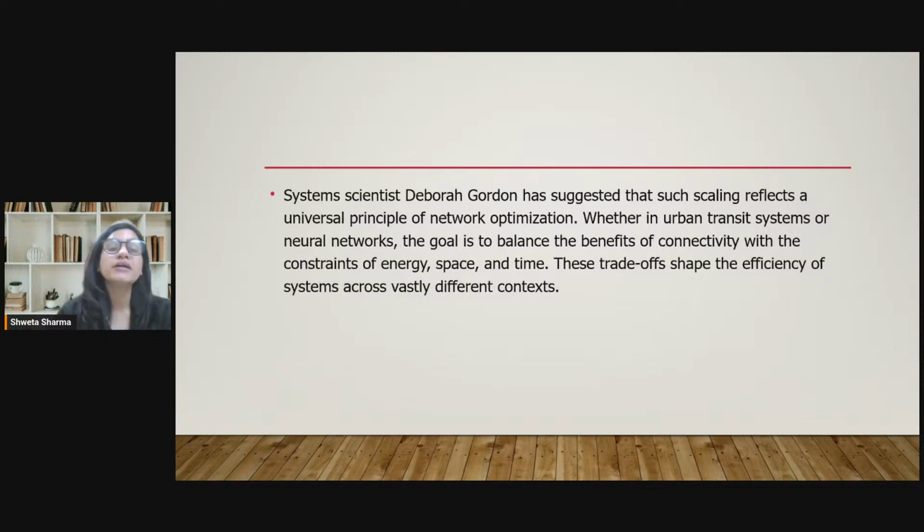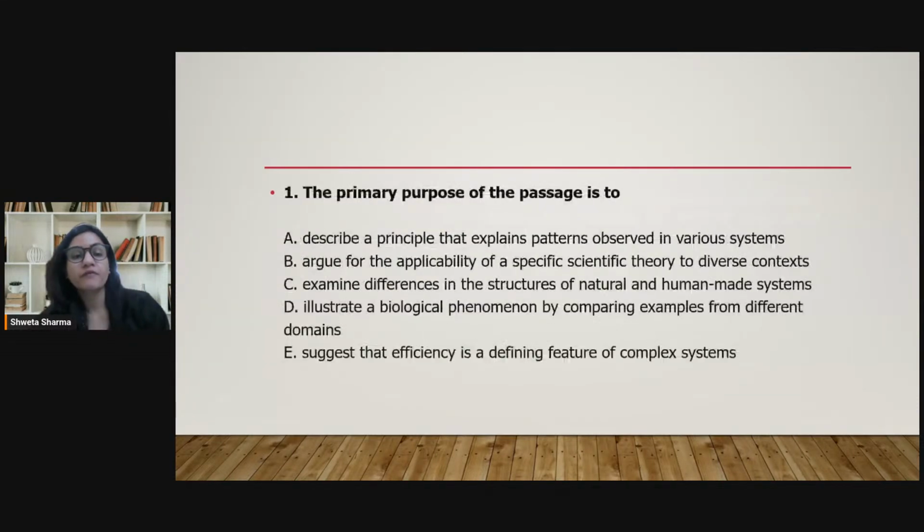And then finally, he comes up with an example which Deborah Gordon also stated, that such scaling reflects a universal principle of network optimization. Whether in urban transit systems or in neural networks, the goal is to balance the benefits of connectivity with the constraints of energy, space, and time. And these trade-offs shape the efficiency of systems. Like how efficient the system is going to be depends on the trade-off altogether. Now, guys, I'm going to show you the questions. We've discussed the general idea. Tone, of course, is a bit analytical. He's trying to draw a parallelism between the neural networks and road networks.